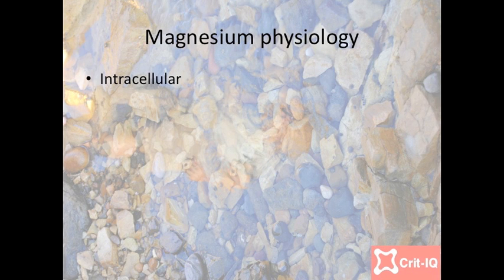Magnesium is largely an intracellular ion and is a prominent cofactor in cellular phosphate metabolism. As a result, it has critical roles in energy production, protein synthesis, and nucleic acid generation.